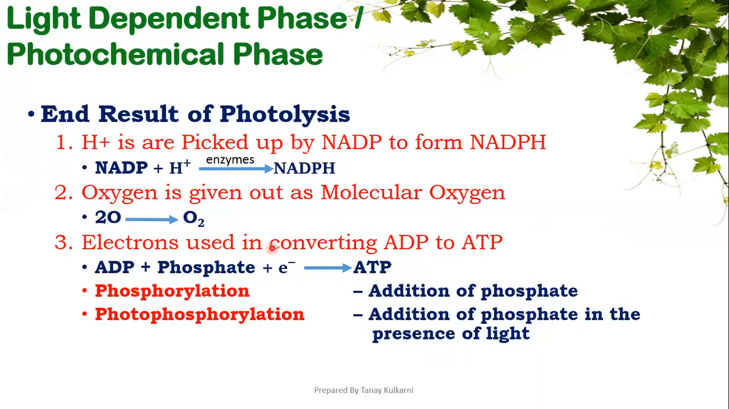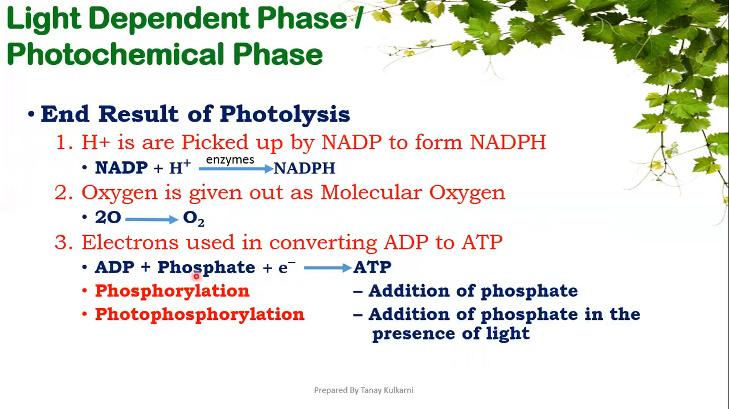The electrons are used in converting ADP, that is adenosine diphosphate, into the energy-rich compound called adenosine triphosphate by adding phosphate, which is in inorganic form. Remember, the addition of phosphate is called phosphorylation. But actually, this reaction is taking place in the presence of light, because this energy-rich electron we have obtained from the photolysis of water, right?